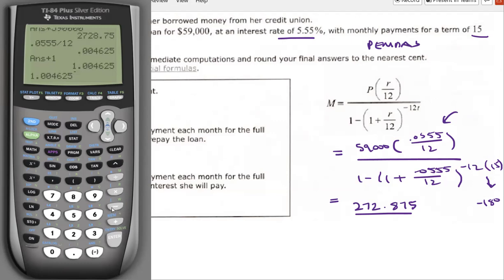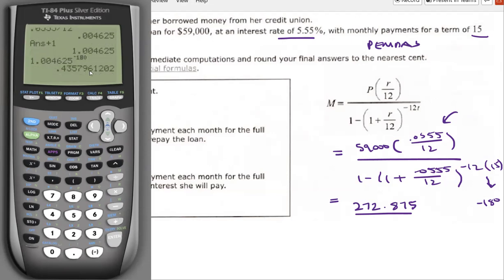Don't use the minus sign. You need to use the negative power there or the negative button. Again, don't use the minus sign, you'll get an error. So you get 180 here.